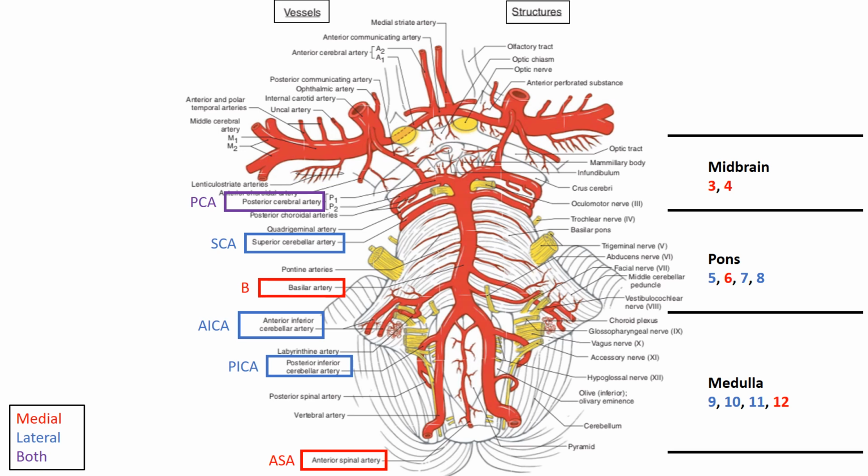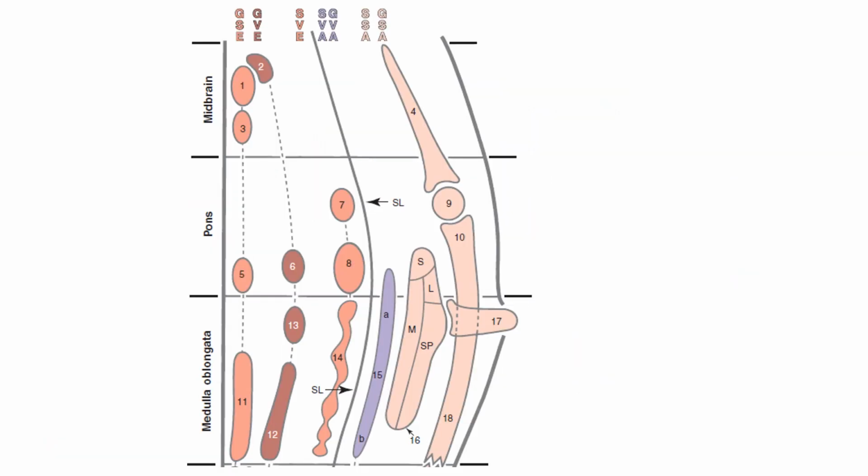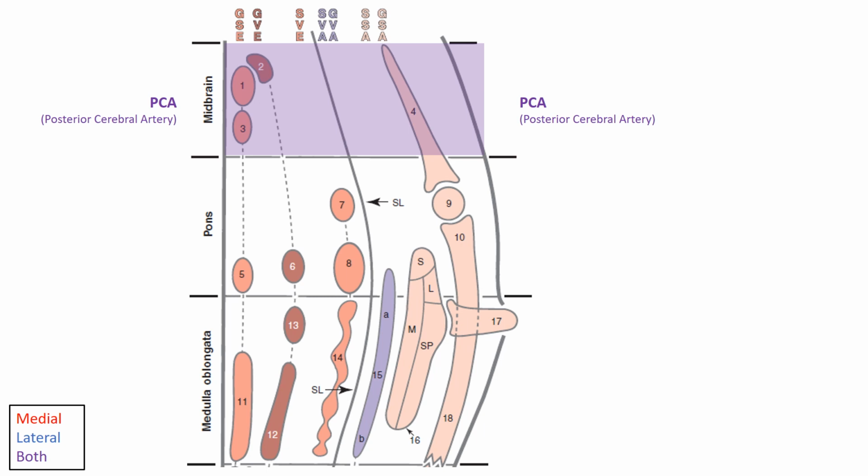And these will serve different parts of the brainstem. So we're going back to this coronal section of the brainstem, and we're going to look at where those different blood vessels provide nutrients. And the colors will remain mostly the same. So the posterior cerebral artery is going to serve the midbrain.